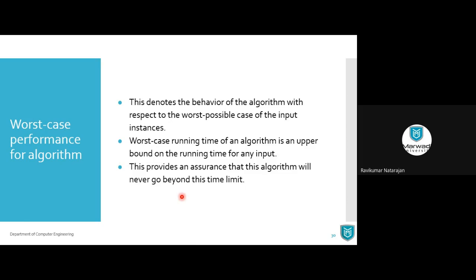This provides an assurance that this algorithm will never go beyond this time. So this is the maximum time. Maybe I say 1 year, 2 years: it will take 2 years only to execute something, it won't go more than 2 years. That is what we need to predict, so that is basically the worst case.